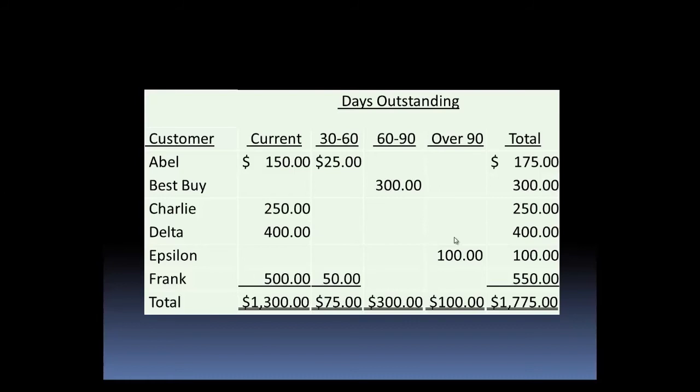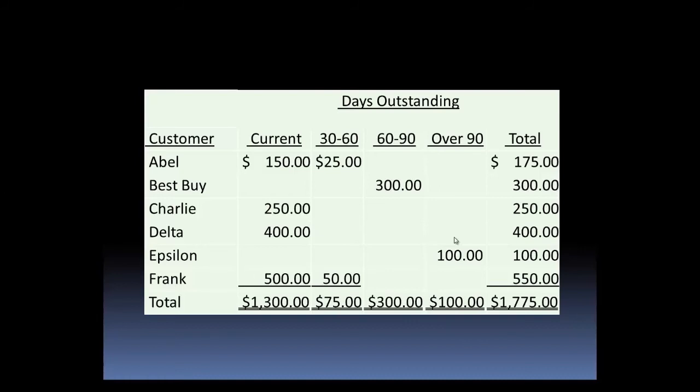So company Able had $150 due that's currently collectible, and they had $25 that was past due for 30 to 60 days. Best Buy has $300 that are past due in the 60 to 90 day column. Charlie and Delta are current on their receivables, and Epsilon has an account that's over 90 days past due. When an account gets out that far, there's something wrong.